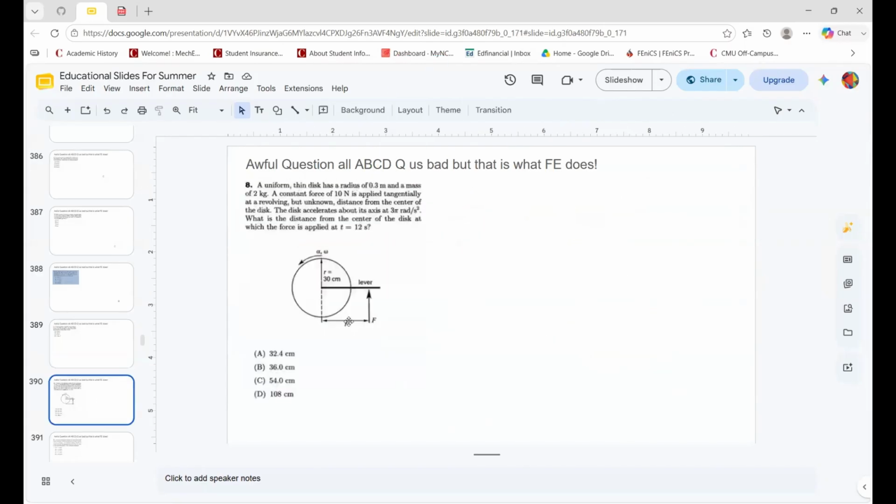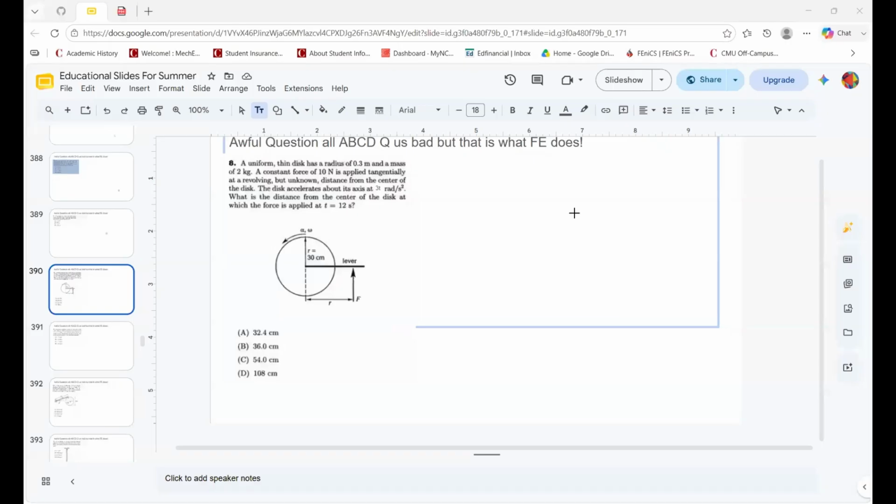Okay, next question. A uniform thin disk has a radius of 0.3 meters and a mass of 2 kilograms. A constant force of 10 newtons is applied tangentially at a revolving but unknown distance from the center of the disk. The disk accelerates about its axis at 3t radians per second, this is alpha. What is the distance from the center of the disk at which the force is applied at 12 seconds? There was an error over here that made me redo this like 16 times already. So let's begin.